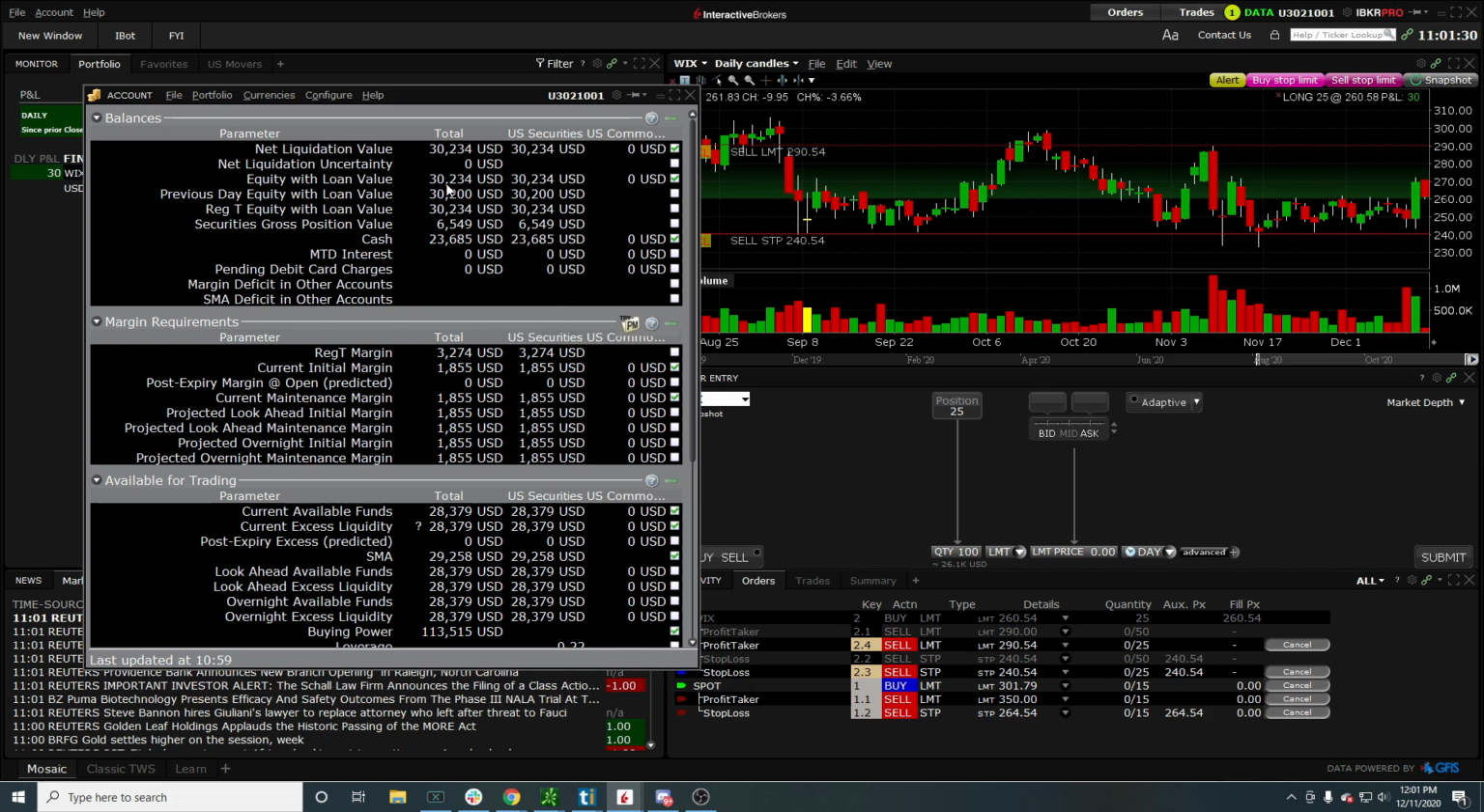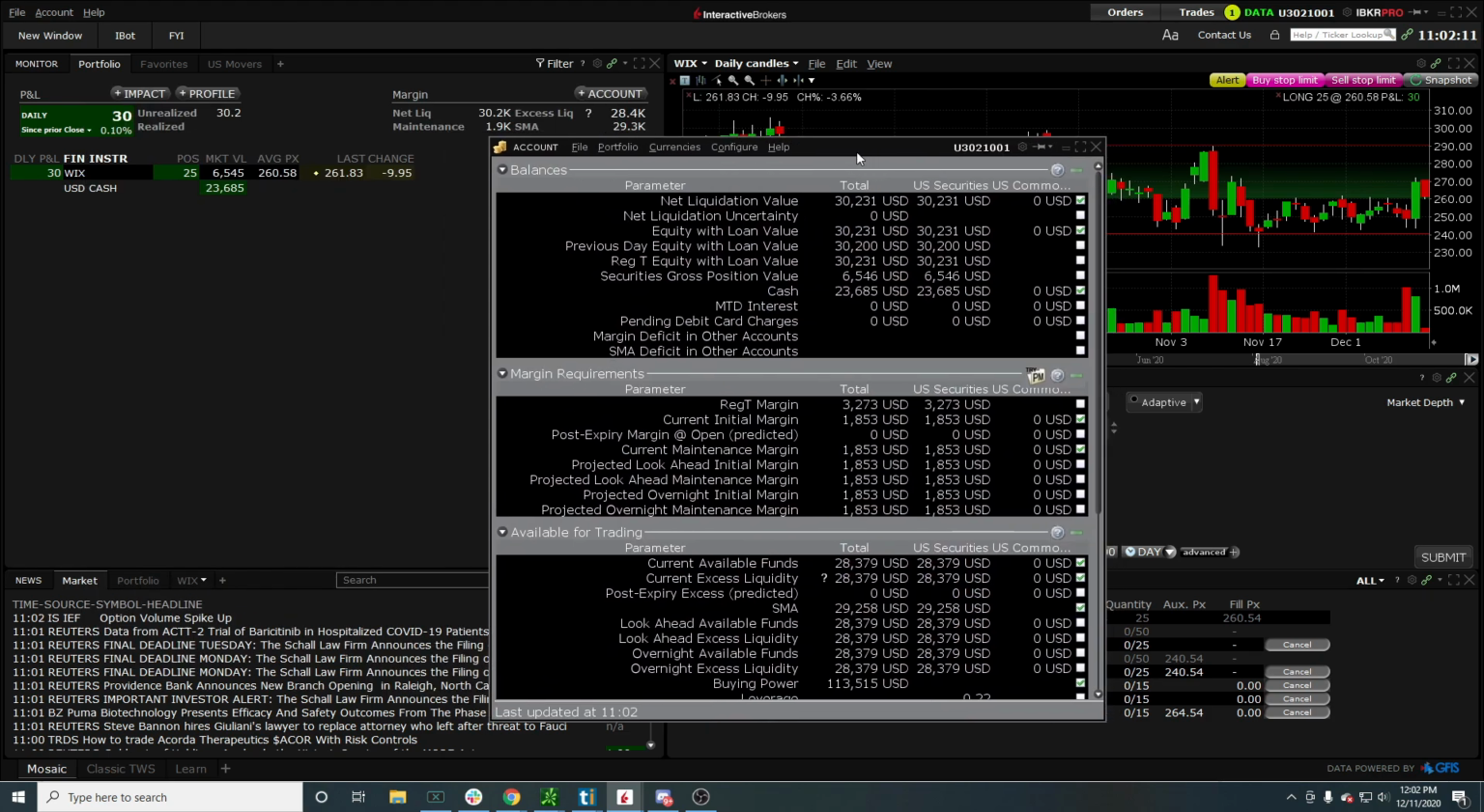Equity with loan value, again, that's just your total amount. Anything that you see with Reg T, this is the regulation with the Securities and Exchange Commission and/or FINRA, I think it might be, that basically governs how brokers use margin and margin requirements. So that's what Reg T refers to. Reg T equity with loan, 30,234. This is a previous day, 30,200. Again, if you're on margin, some of these numbers might be a little bit different. It is a margin account, but I'm obviously not on margin.